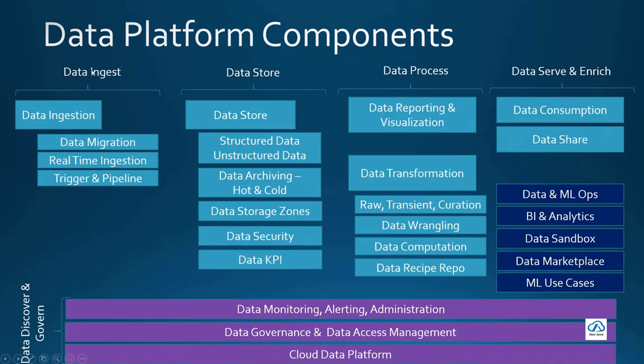So the first one is data ingestion. You need to do data migration, like bringing a big chunk of data, terabytes of data, to the cloud. You need to consider that kind of approach. Sometimes you are doing real-time data streaming or data ingestion. Sometimes you're doing a pipeline, as a scheduler, or data-trigger based or event-driven based trigger approach. So the ingestion pipeline or the tool that you choose needs to have these kinds of facilities.